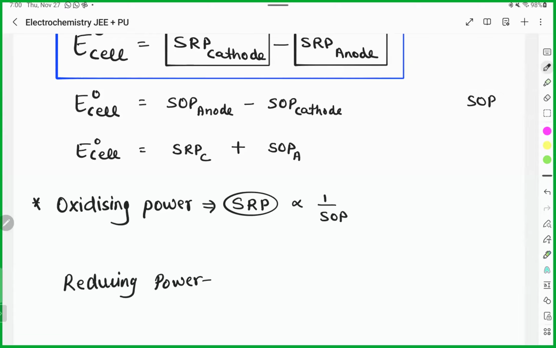Correct? If an element has very high reducing power, it means the standard oxidation potential will be high and the reduction potential will be low. Make sense? So whichever element undergoes oxidation, it causes reduction of the other. That's why it is a reducing agent.